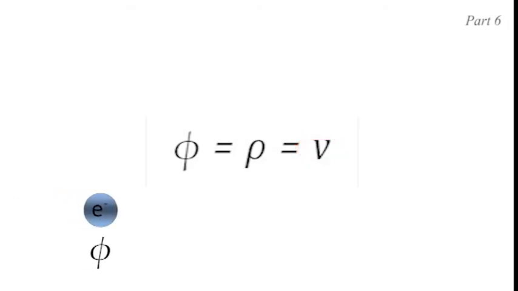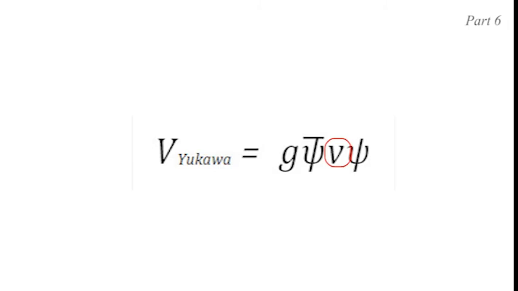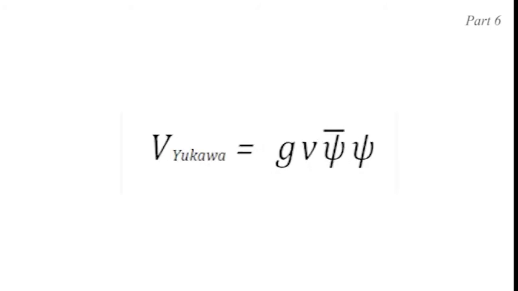This means that when a fermion, such as an electron, passes through empty space, we can write the interaction energy as G psi bar V psi between the fermion field and the Higgs field. V is a constant. As a constant, of course, we can move it from in between the psi's and the expression becomes G V psi bar psi.